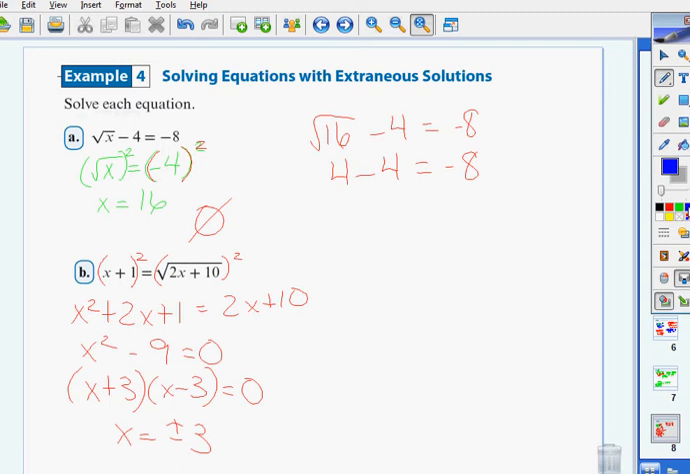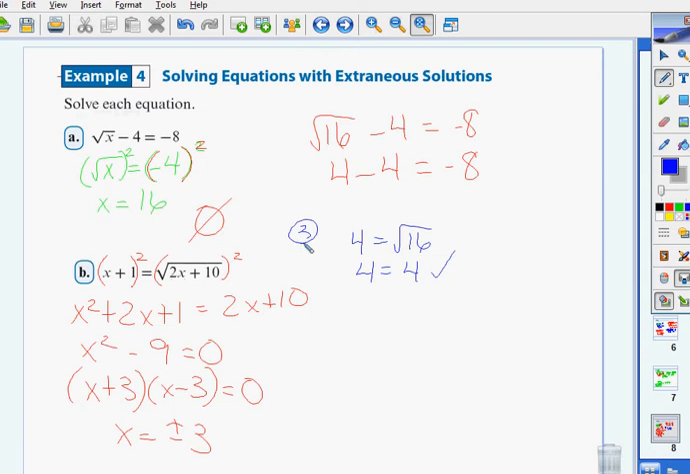So 3 plus 1 is 4. We'll just plug it in right away. And then do you see how 3 times 2 is 6 plus 10 is 16? Square root of 16 is equal to 4. So we can say square root of 16, and so we can say 4 is equal to 4. Check. Do you follow that this is when I plugged 3 in? Okay? That works. Does everybody see?